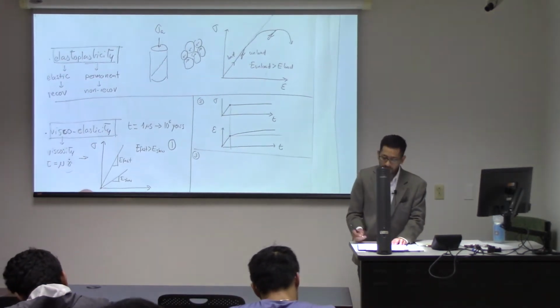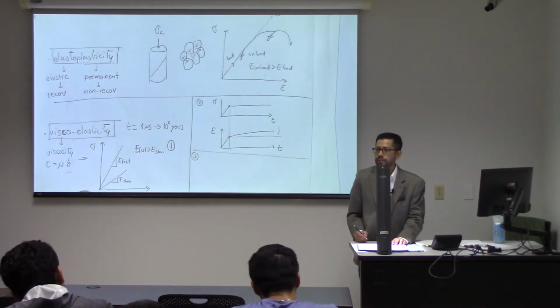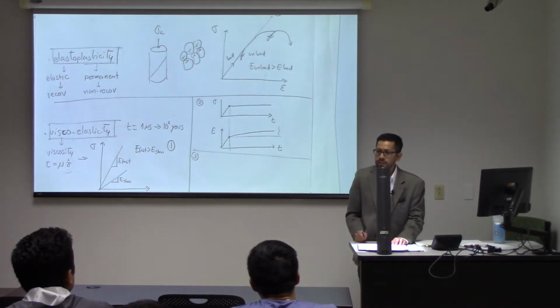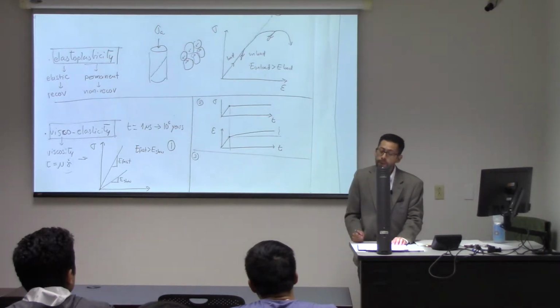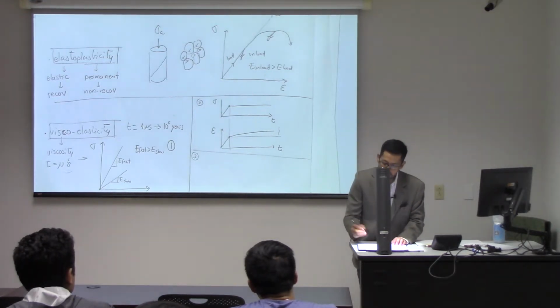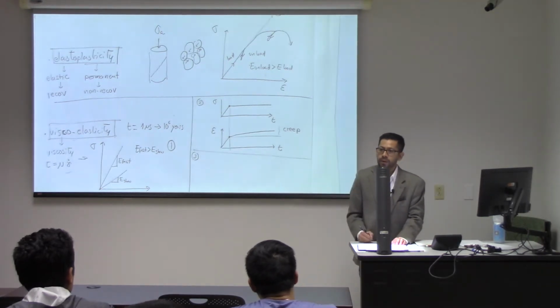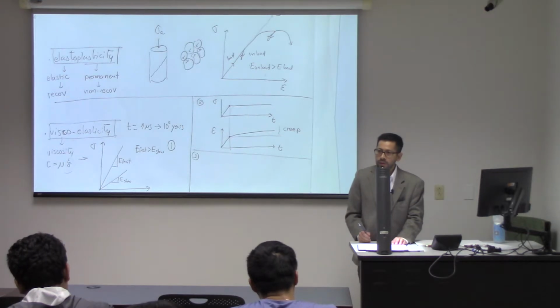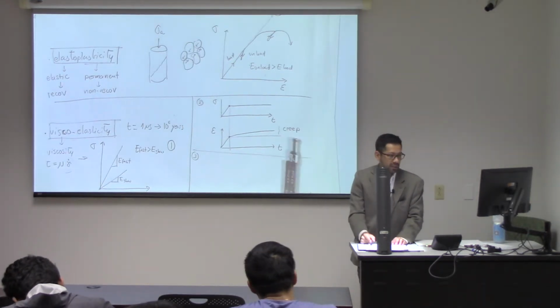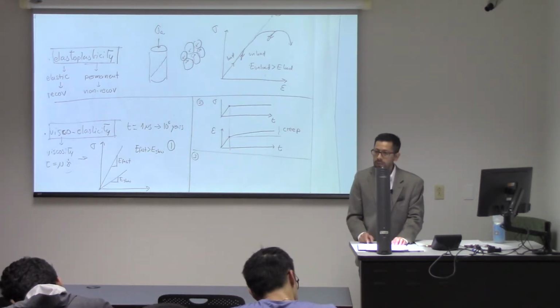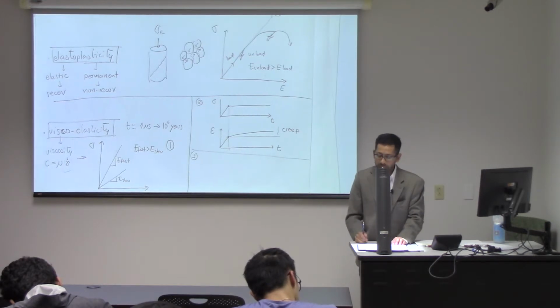How is that called? I know you know this. What type of strain is that? Probably you heard it, but no temperature here. This is called creep. Okay? You never heard about creep? So creep is a deformation that continues with time with the same magnitude of stress.